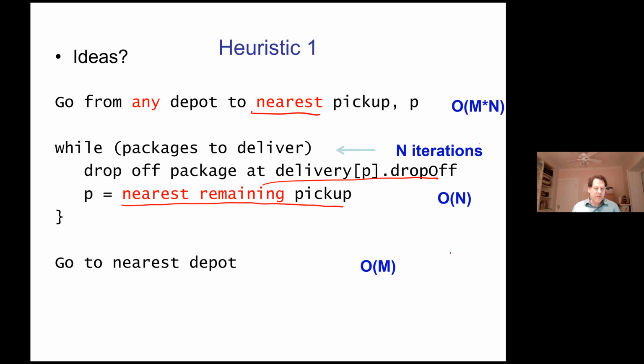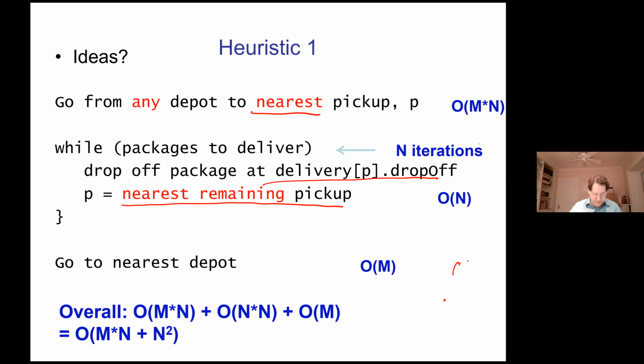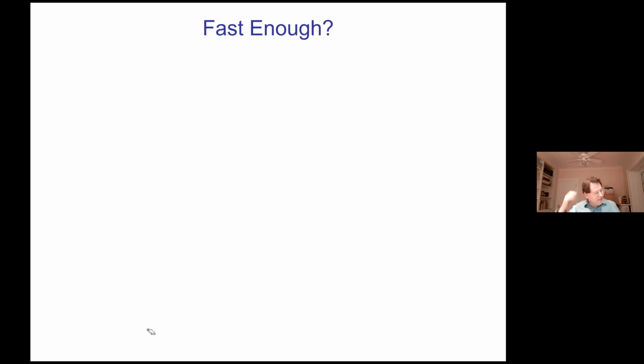And then at the end, I go to the nearest depot. So I'm at some location, I just check all the depots. That's order m. I just have to check all the depots that are there. So if I combine all that together, I get this order m times n plus n squared. So an awful lot better than factorial. It's n squared, so it's not really low, but it's practical. I can do something in n squared as long as n doesn't get too big. Okay, so let's see if this is fast enough.